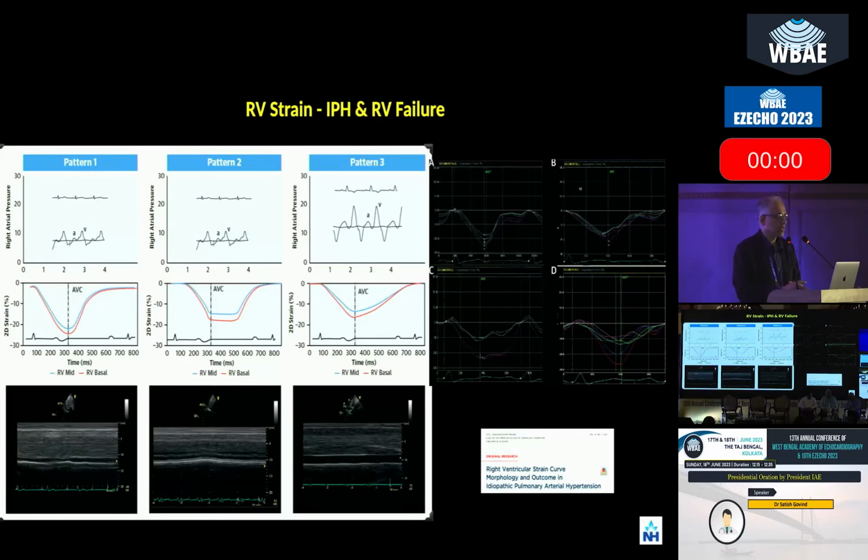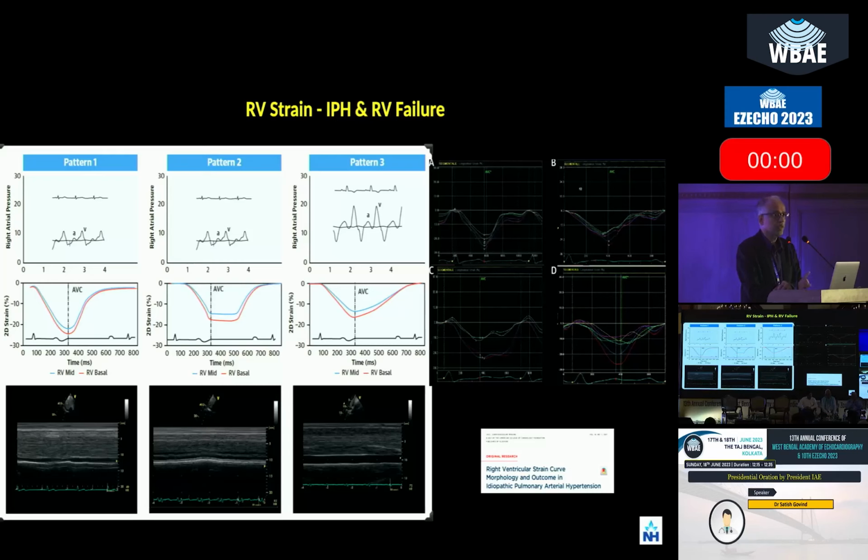Now, the RV strain, again, looking at the shape itself. This again tells us how the RV is behaving. So the first one, pattern 1, you can see that the synchrony is there, and the RV strain is not that much reduced. But when you come to pattern 2, see the flattening, how the RV strain happens. There is a lot of extension of the curve. It flattens, it goes into diastole, and here the patient has more significant pulmonary hypertension, but the heart failure is there, but it's not that bad.